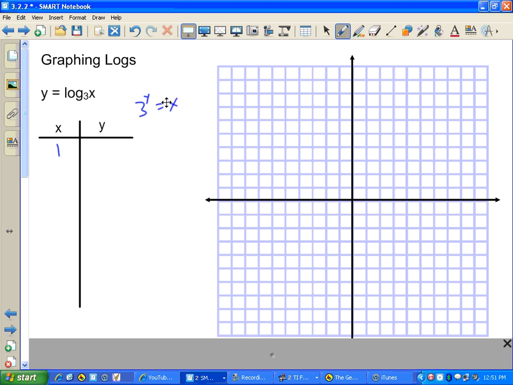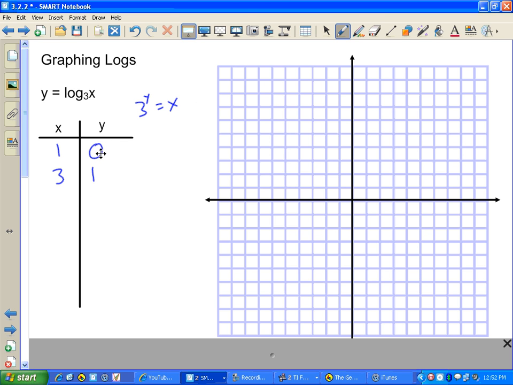Because that means 3 to some power equals 1. Well, that power is going to be 0, because 3 to the 0 is 1. So that means if I put 1 in for x, I get out a 0. I can also put in a 3. So log base 3 of 3, of course, is 1, because 3 to the 1 is 3.